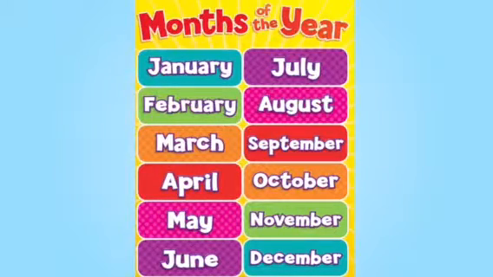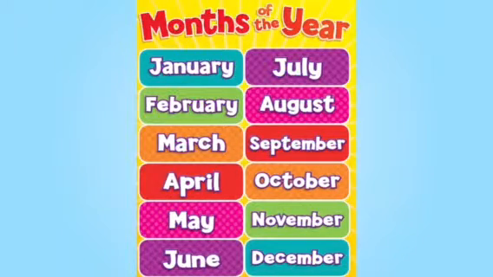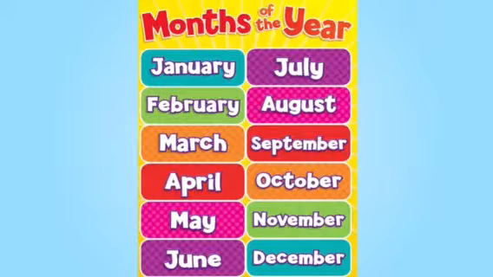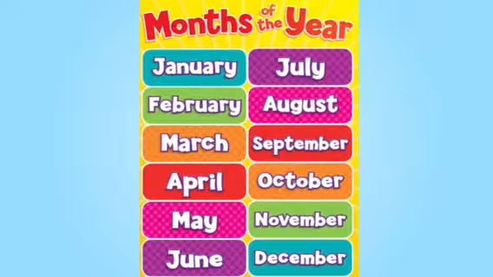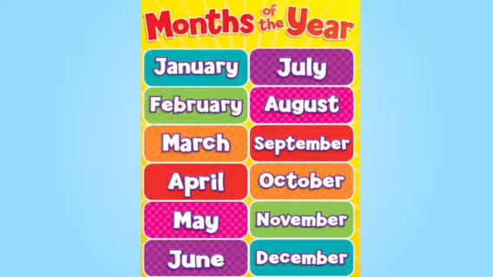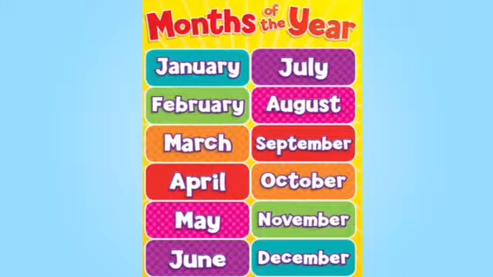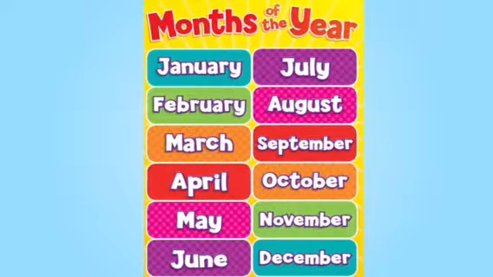Number 8, August. Number 9, September. Number 10, October. Number 11, November. Number 12, December. Okay, let's repeat the months of the year again, but a little faster this time.